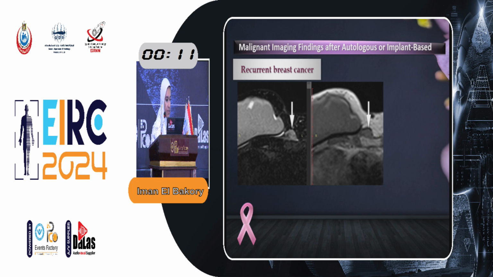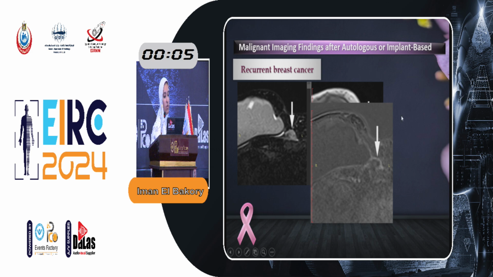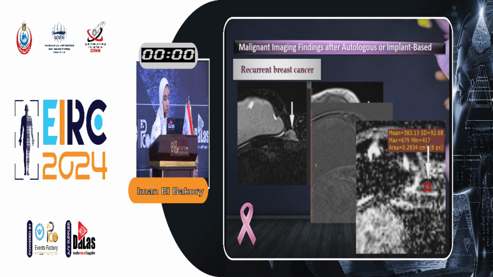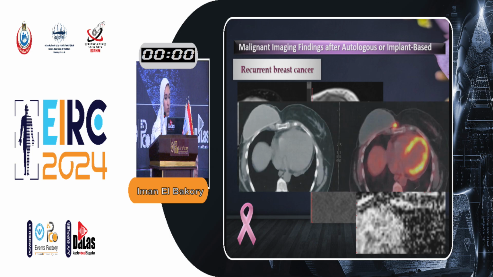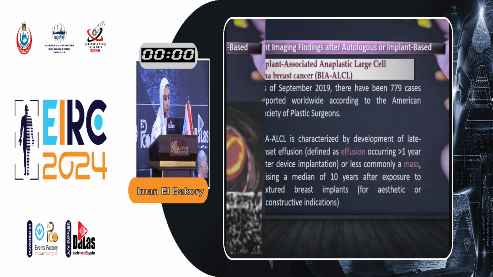This is a very recent case in which there is a very well-defined lesion juxta to the implant, and the mass shows a marginal enhancement, mostly attributed to her being on hormonal treatment, and she had a restricted diffusion and hypermetabolism in PET study, and we assigned this lesion as BI-RADS 4. It turned out to be recurrent breast cancer.